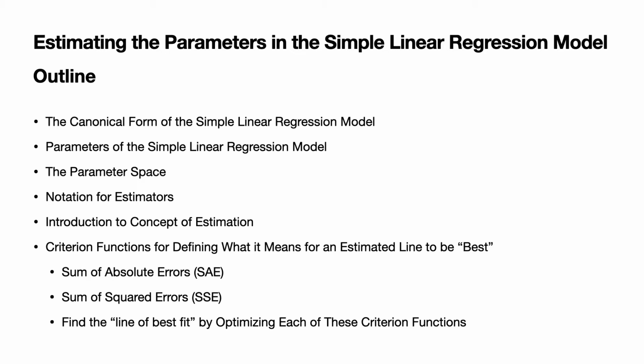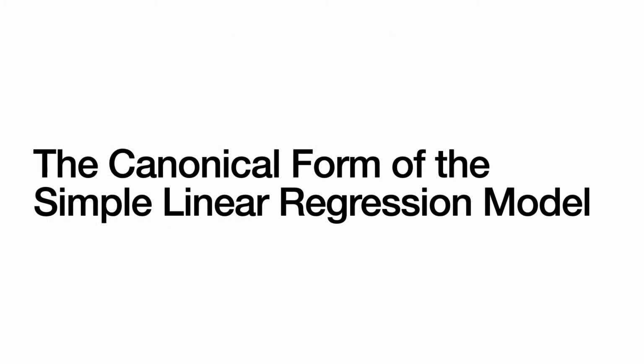We'll then look at an introduction to the concept of estimation, and we'll introduce criterion functions for defining what it means for an estimated line to be best. We'll look at two specific criterion functions, the sum of absolute errors, or SAE, and the sum of squared errors, or SSE. We'll then find the line of best fit for a particular data set by optimizing each of these criterion functions visually. So let's first remind ourselves of the canonical form of the simple linear regression model.